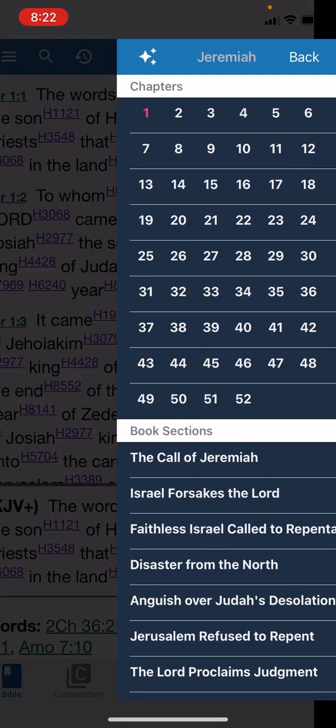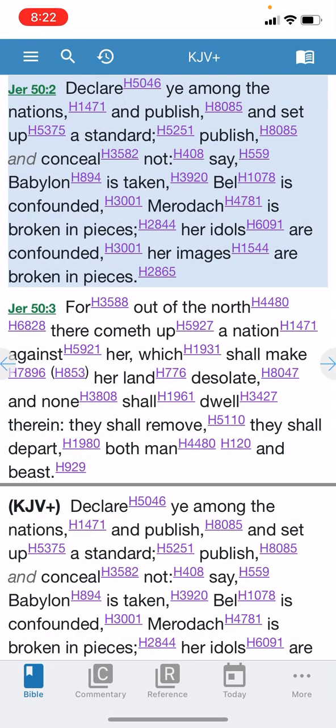Let's go to Jeremiah chapter 50, verse 2. It says, declare ye among the nations, and publish, and set up a standard. Publish, and conceal not. Say Babylon is taken. Bel is confounded. Let me repeat that. Bel is confounded. Who is Bel? Bel is Marduk. Bel is confounded. Merodach is broken in pieces. Her idols are confounded. Her images are broken in pieces. So as you can see, Bel is confounded and broken in pieces.